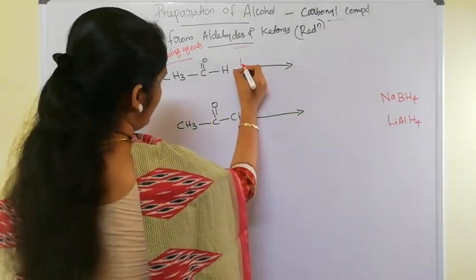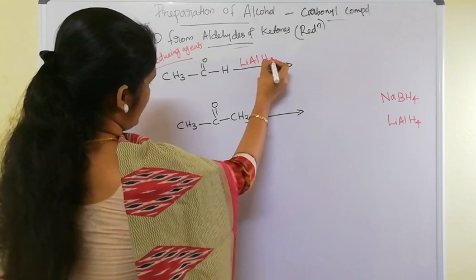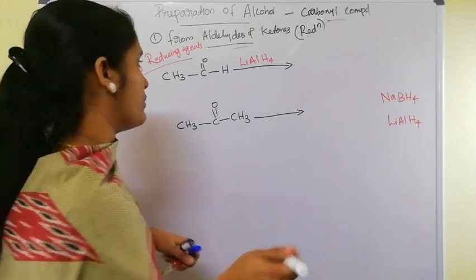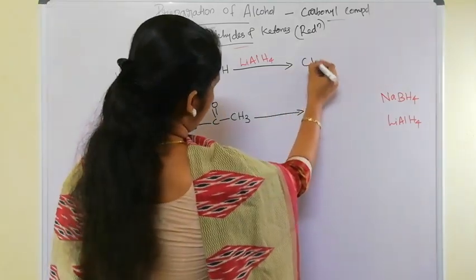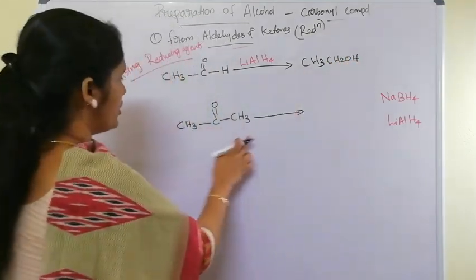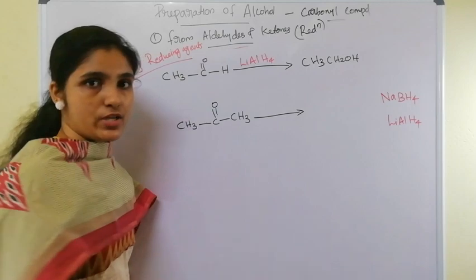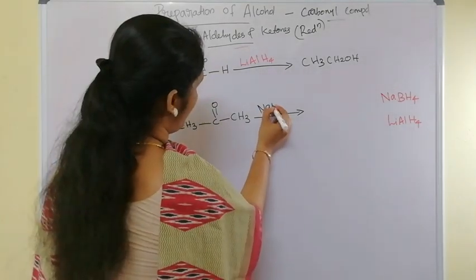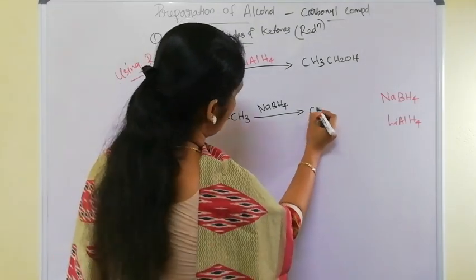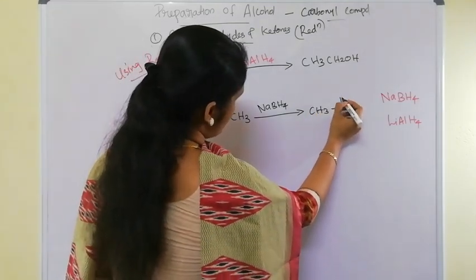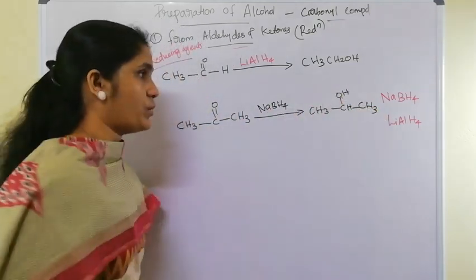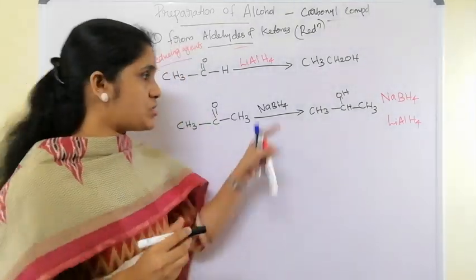Okay. So here this acetaldehyde, on treating with lithium aluminium hydride, we will get the same product as previously. We will get primary alcohol, CH3CH2OH. And for the other one we can take NaBH4. This sodium borohydride is treating the ketone. It will give secondary alcohol, CH3CHOHCH3. Okay. So the same product we will get with NaBH4.